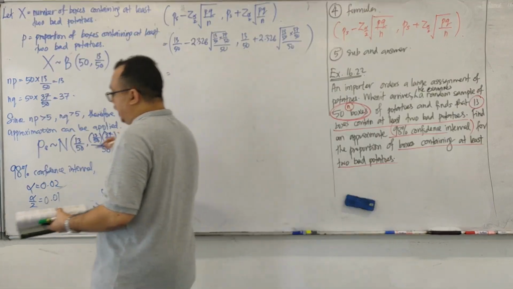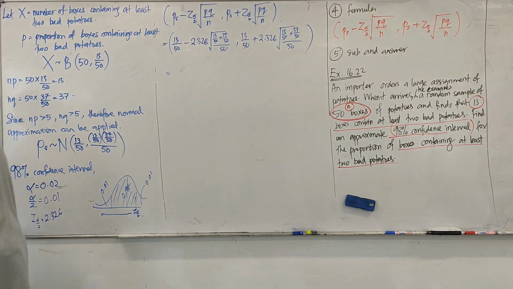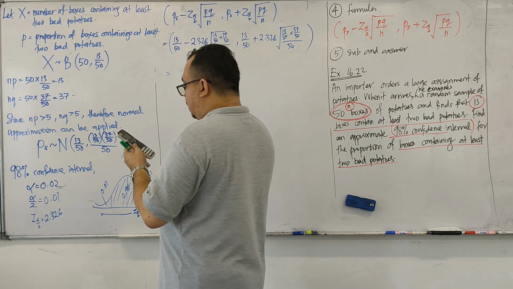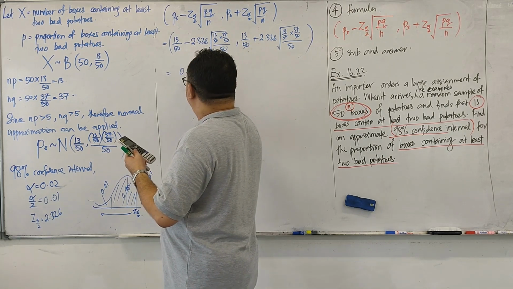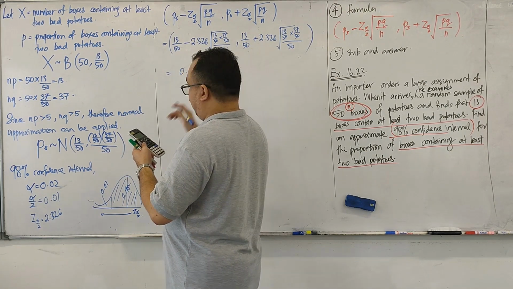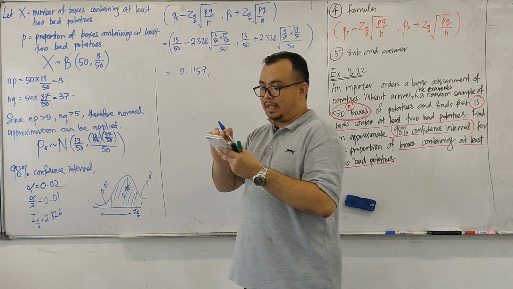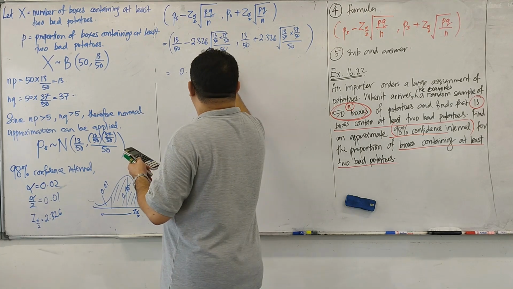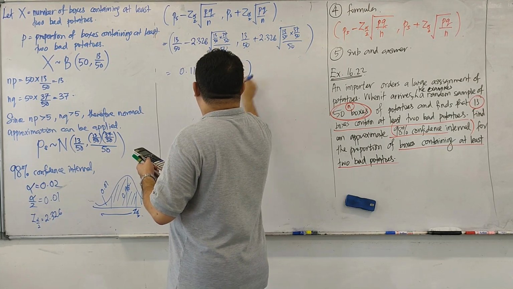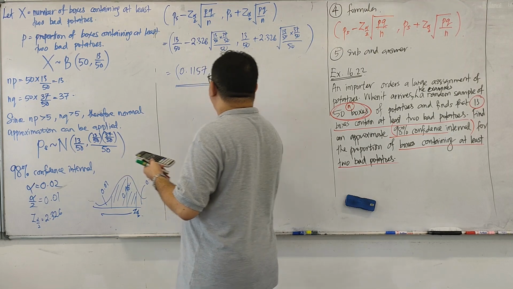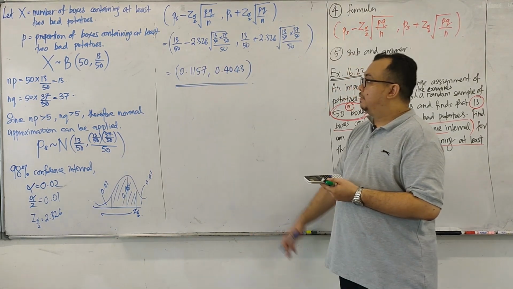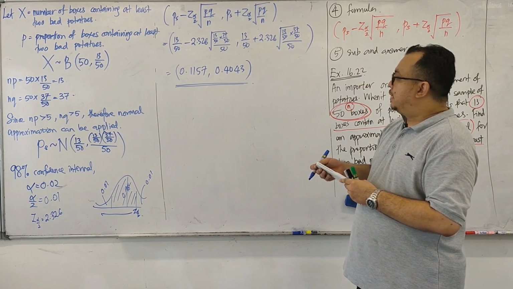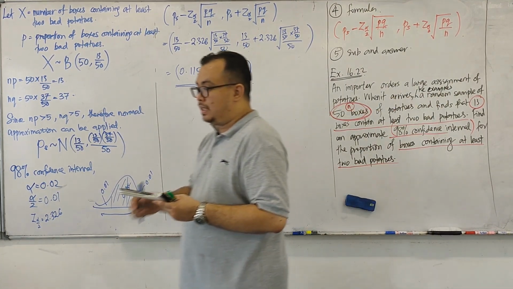So you press your calculator. Okay, you put everything. Okay, this one I get 0.1157. Okay, if I change minus to plus, okay, I will get 0.4043. Make sure you write your bracket as your confidence interval. So this is your answer for your 98% confidence interval.